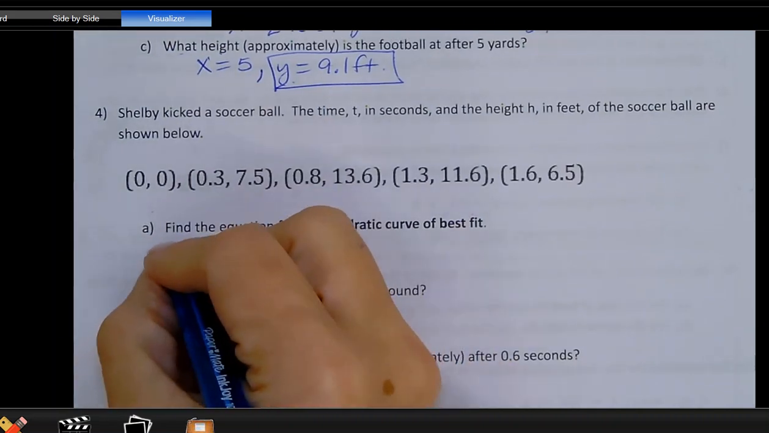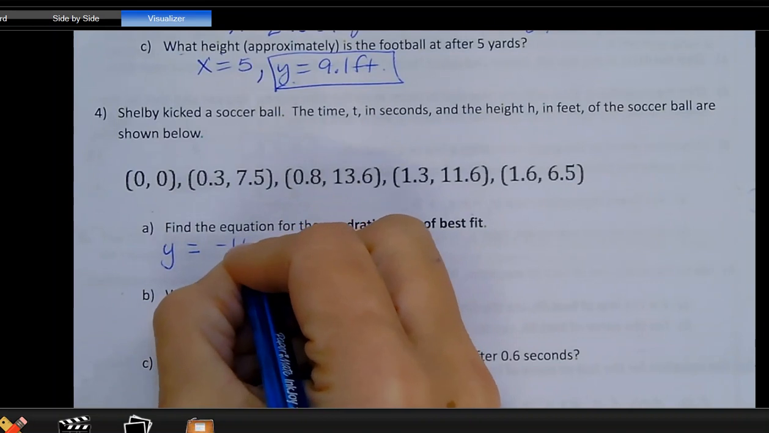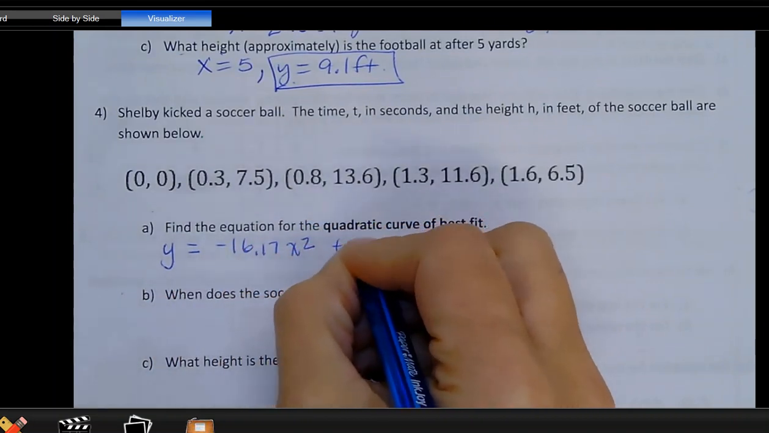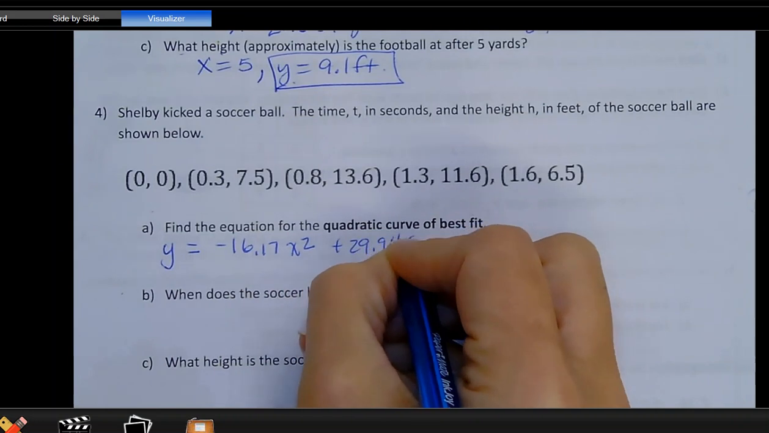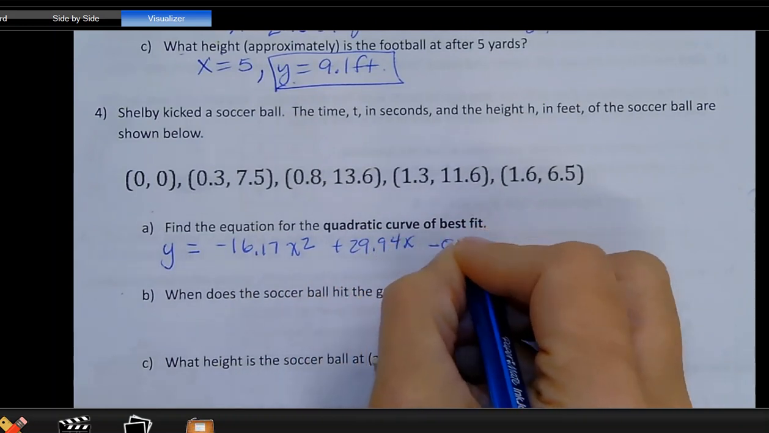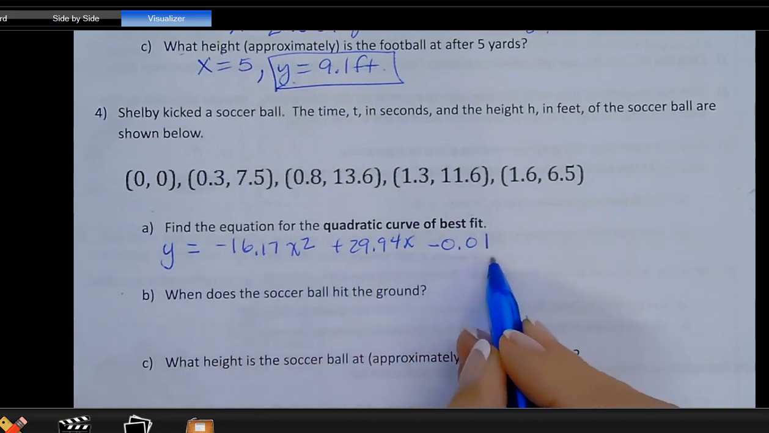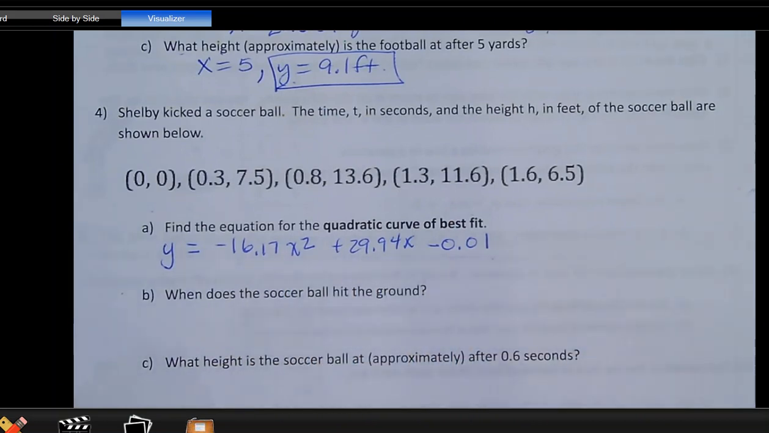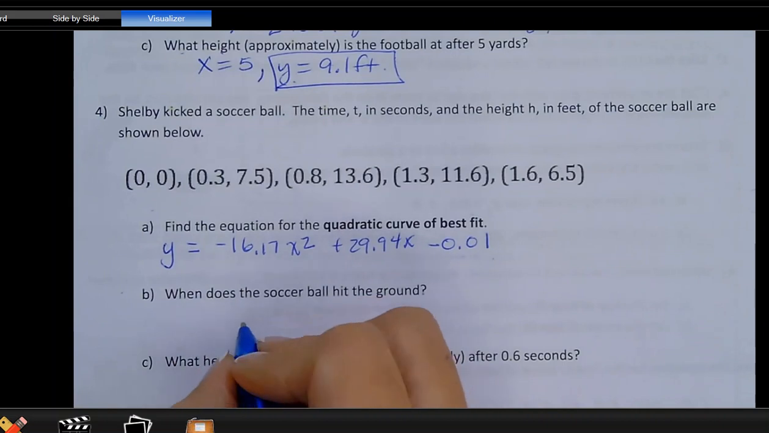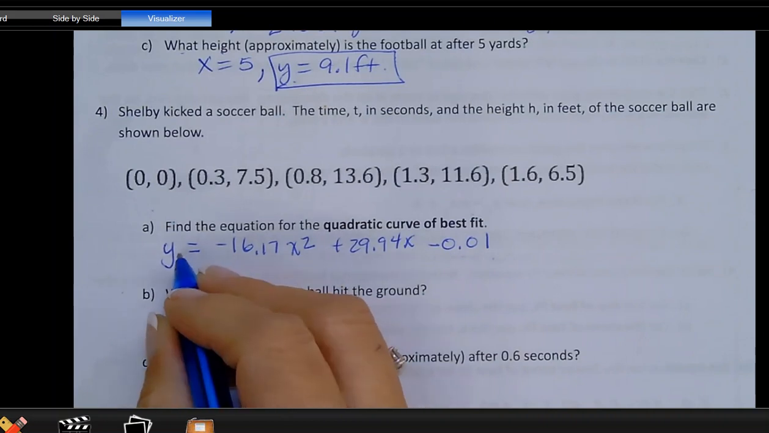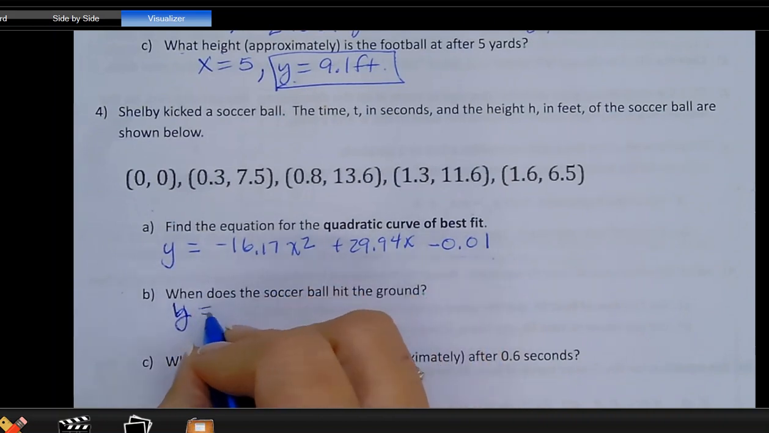I say y equals negative 16.17x squared plus 29.94x minus 0.01. And again, this is a and b and c that I got directly from Desmos. I had Desmos tell me. Now, when does that soccer ball hit the ground? It hits the ground when h equals 0, or y in this case, because we're using y as our height, y equals 0.